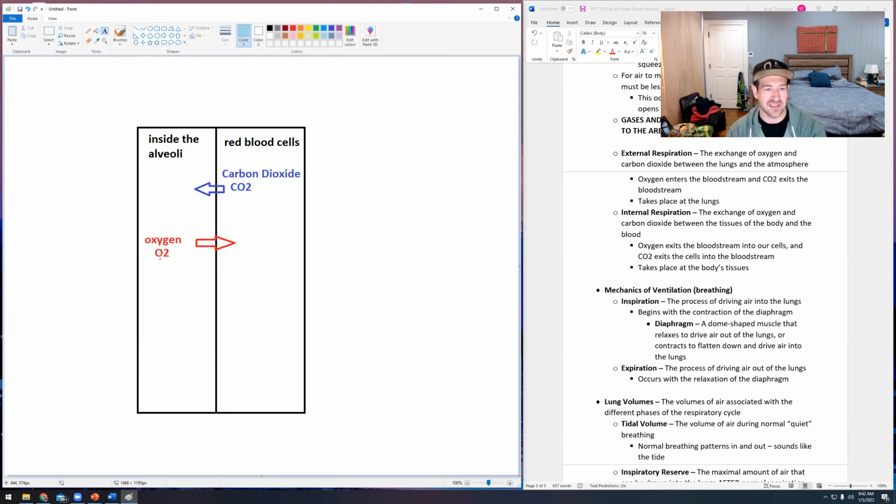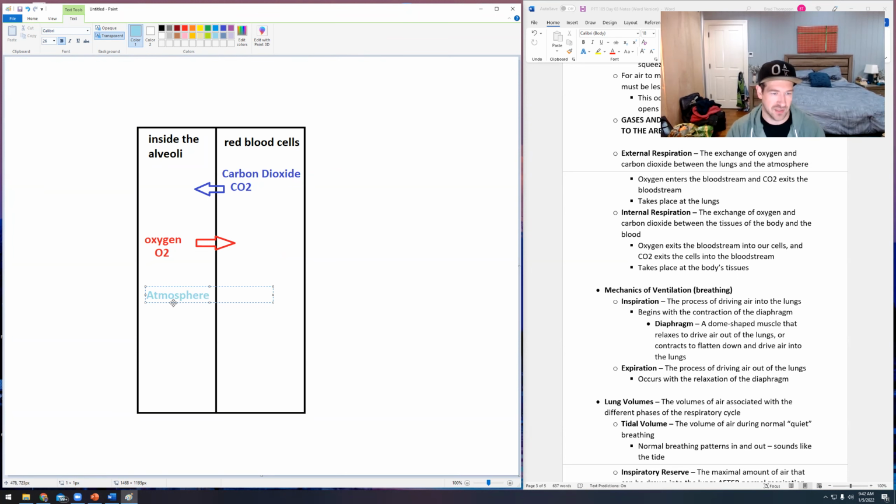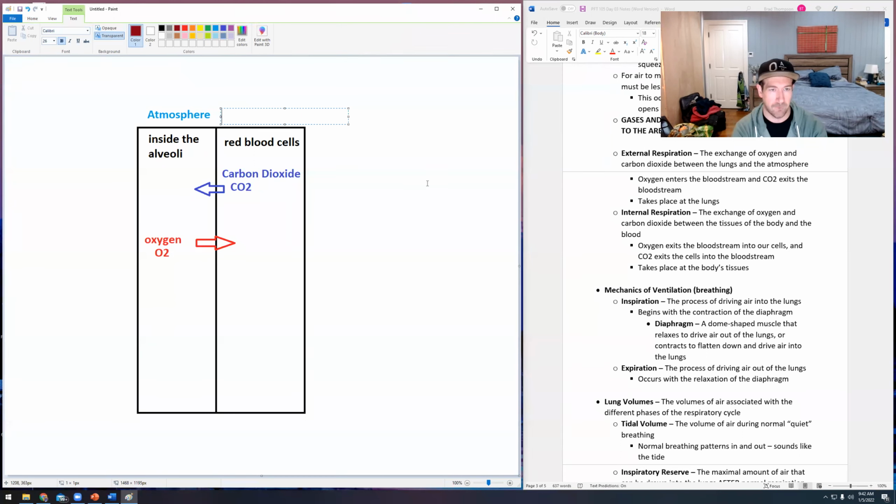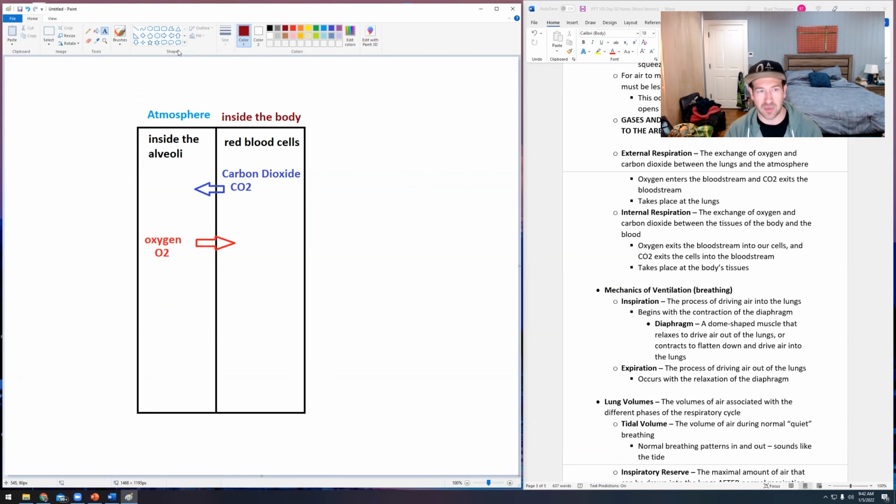And then the atmosphere is in here. We'll put that in sort of a sky blue. So there's the atmosphere, right? That's where this is happening. So that's inside the alveoli. They're being exposed to the atmosphere, right? Whereas this side is inside our body. So that's the wall, right? That's what the wall is separating. It's separating the outside environment from the inside environment. And so we're able to move things here.